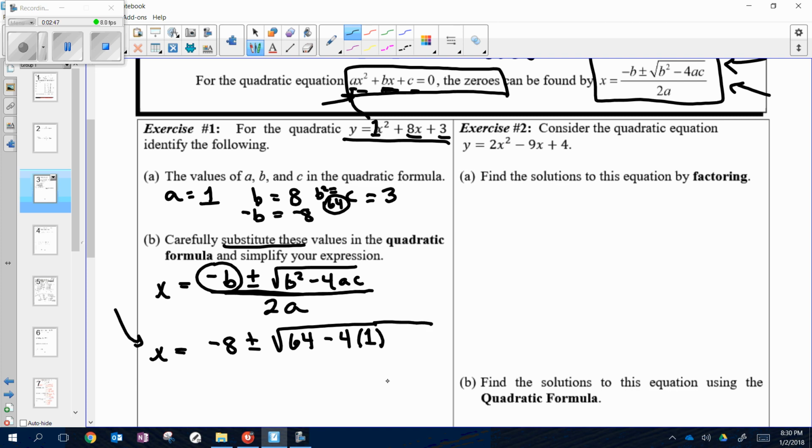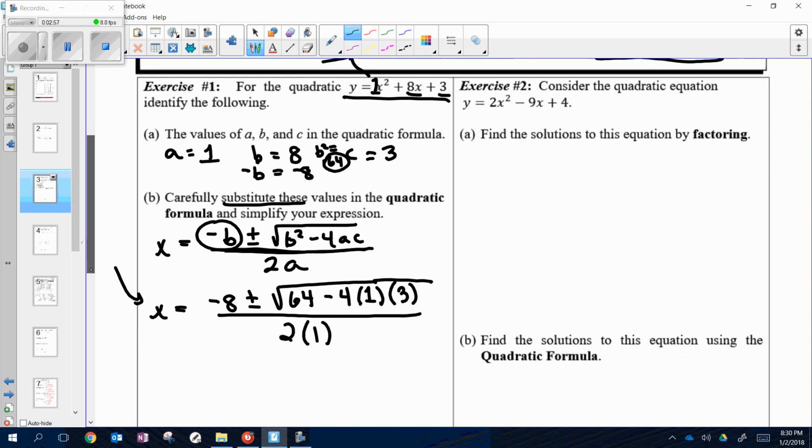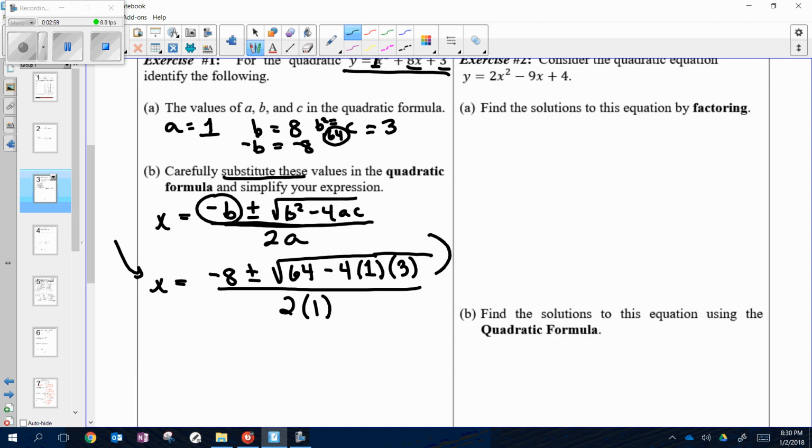Make your square root longer. Times c, which is 3. I'm just taking those numbers and plugging them in. Over 2 times 1. Now I'm going to do a little bit of math. I always recommend you do what's under the radical first and leave the other junk alone. So negative 8 plus or minus, all over 2. 2 times 1 is 2.